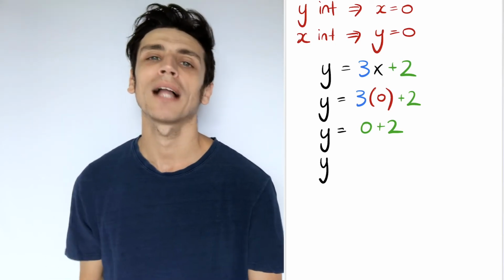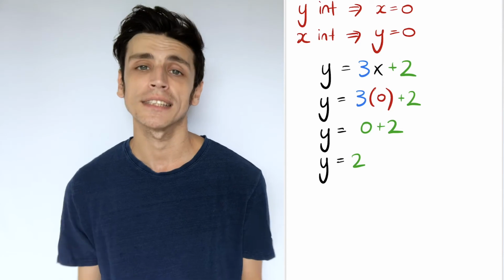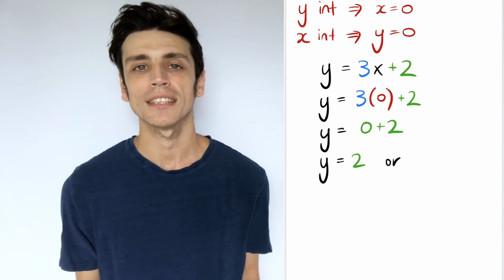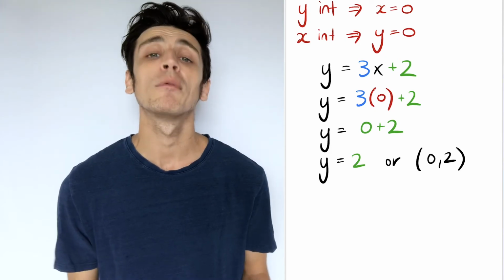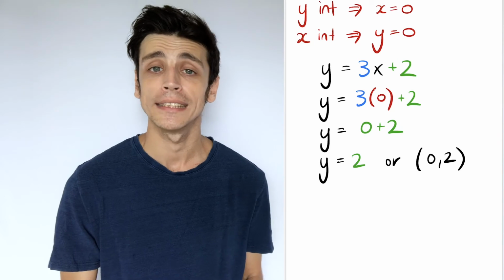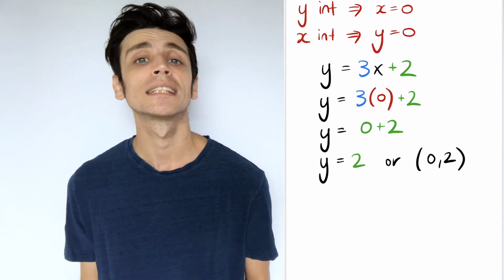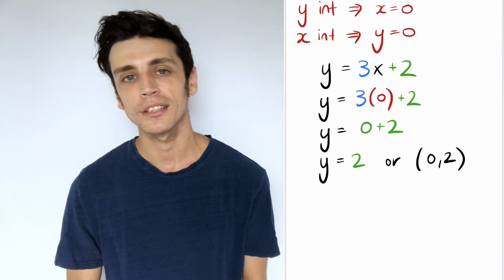Well, anything multiplied by 0 is just 0. So now we've got y equals 0 plus 2, and 0 plus 2 would give us 2. So the y-intercept is when y equals 2. And we can write this as the coordinate 0, 2, because our x component is 0, and our y component is 2. So the coordinate for this would be 0, 2, or when y equals 2.